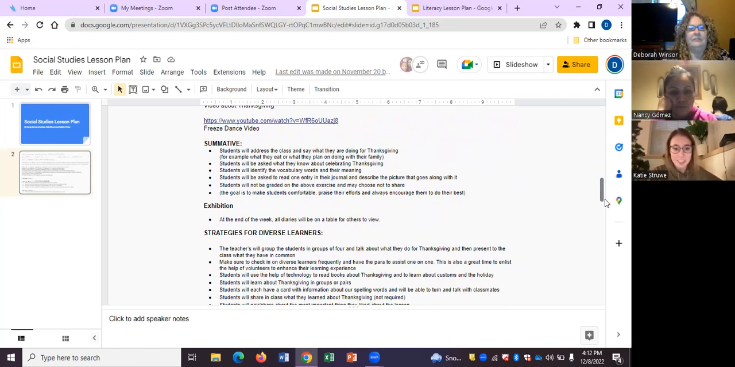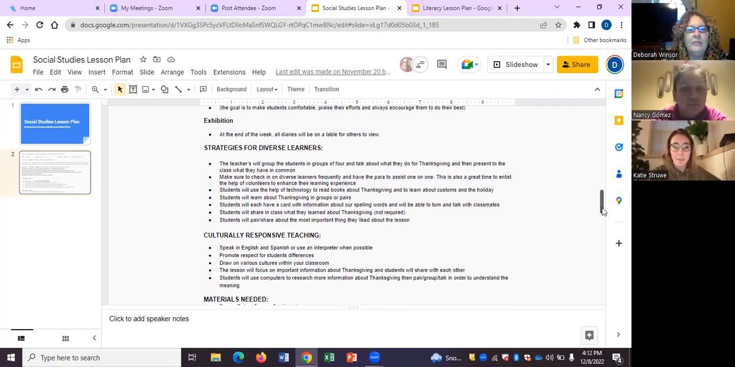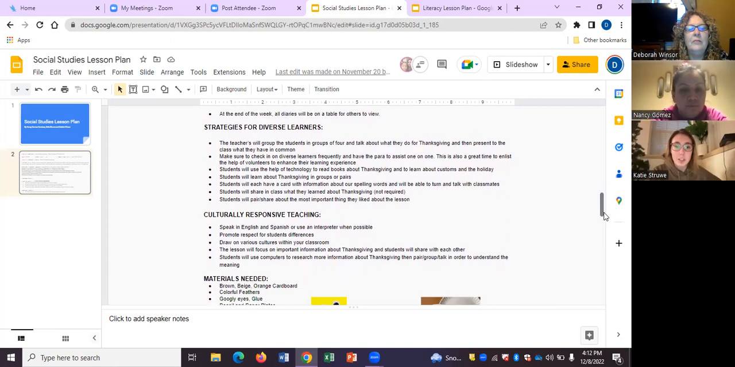Exhibition. At the end of the week, all diaries will be on a table for others to be able to view. Some strategies for diverse learners: the teacher will group the students in groups of about 4 and talk about what they do for Thanksgiving, and then present to the class, and they can all see what they have in common.